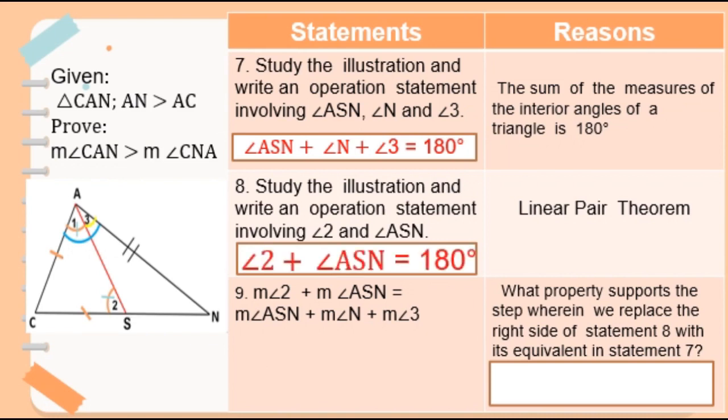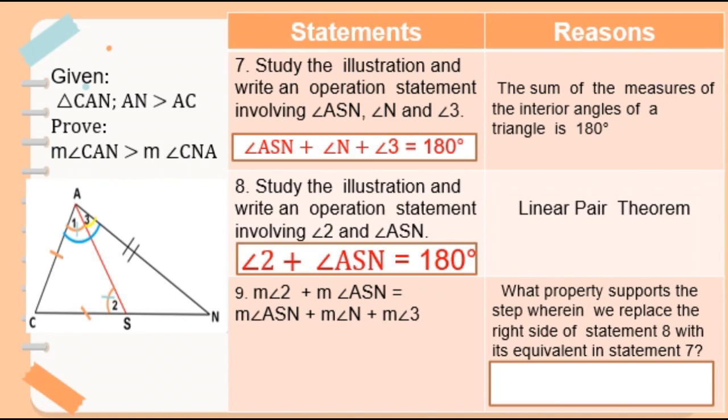Alright, angle 2 and angle ASN is equal to 180 degrees. So the reason is linear pair theorem. Always remember, the angles are said to be linear if they are adjacent to each other or next to each other, and the sum of the angles is always equal to 180 degrees.